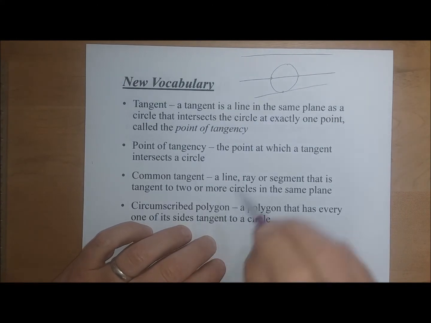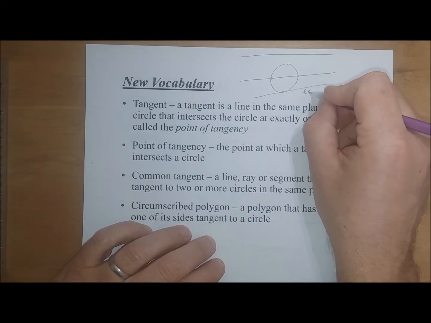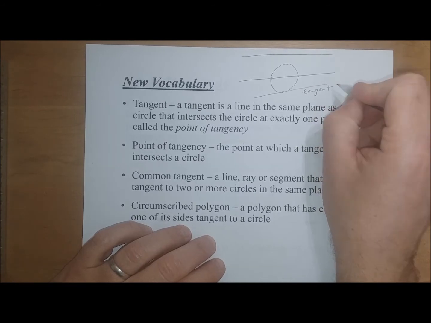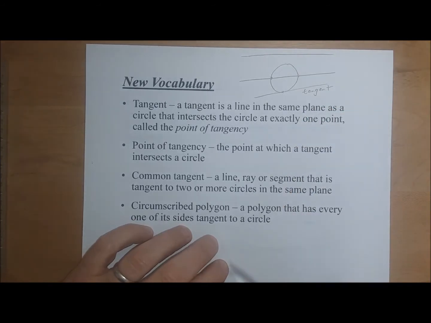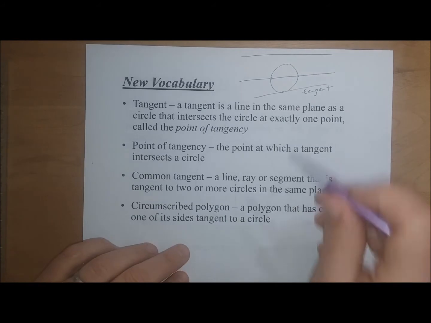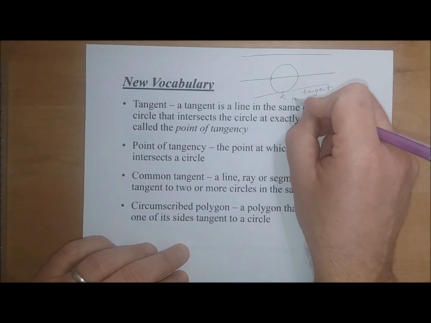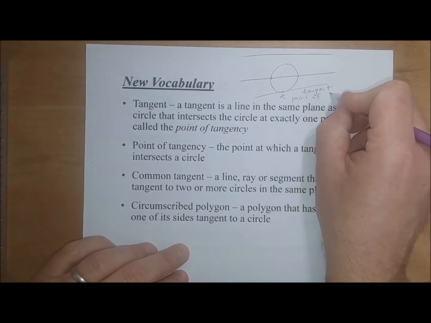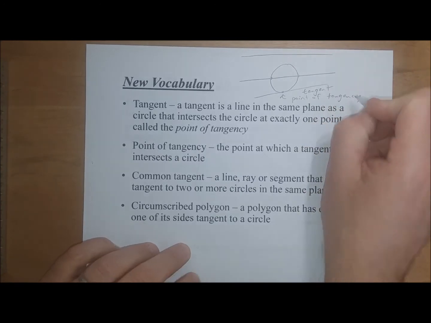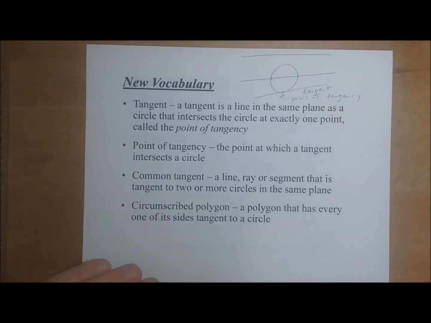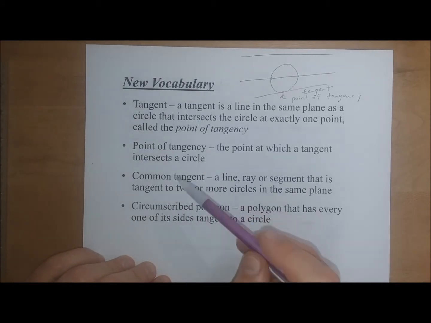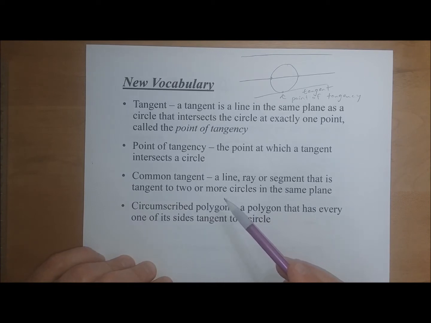The only way this can happen is if this line is what we call a tangent. A tangent is going to just barely touch and intersect a circle at one point, and we call that point our point of tangency. We also are going to look at a couple other terms here. Common tangent: if we're dealing with more than one circle, could we have lines that are tangent to both of those circles or multiple circles?